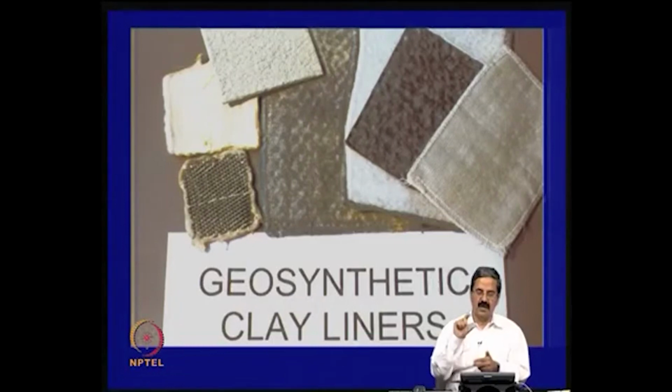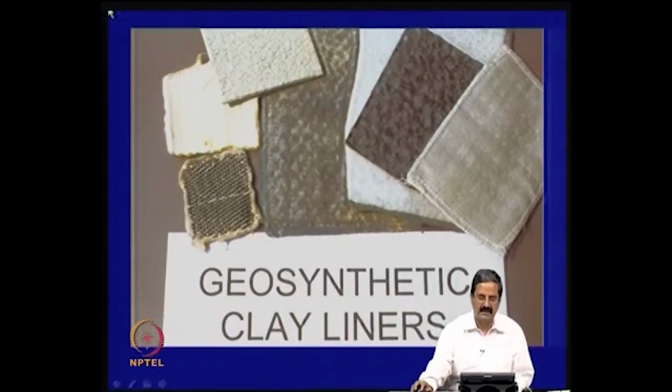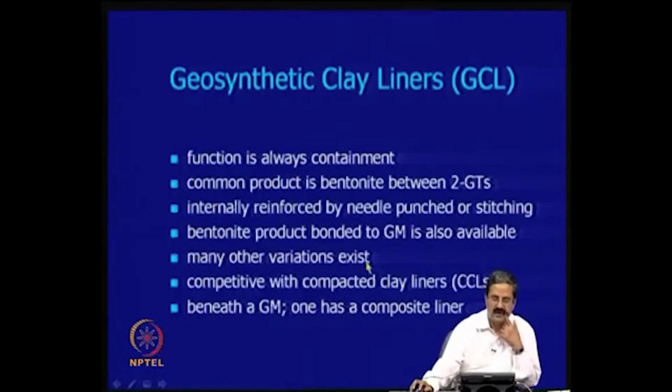This is a thin membrane in which you have bentonite in between and geotextile on either side, and the 90 centimeters of clay liner can be replaced by a simple membrane like this. This is an advantage here. Again, their function is always containment, like in the case of a clay liner. Clay liners contain all the waste. So, when clay liners are not effective, it is better to use geosynthetic clay liners, because they are all manufactured products.